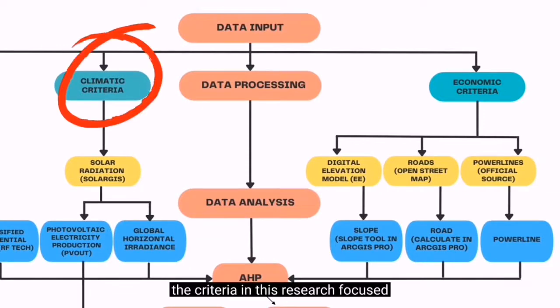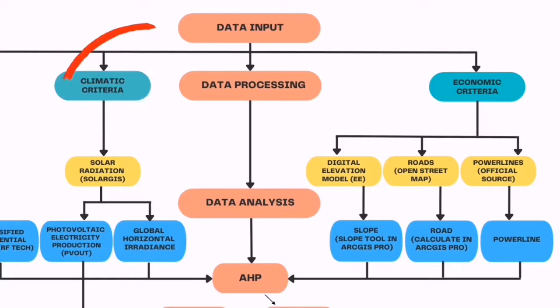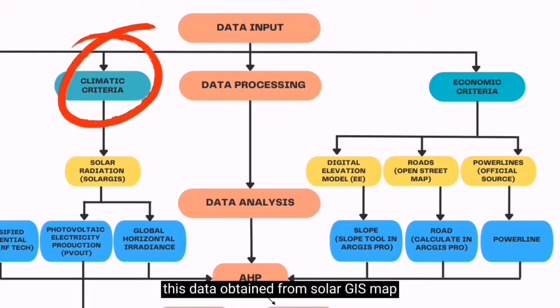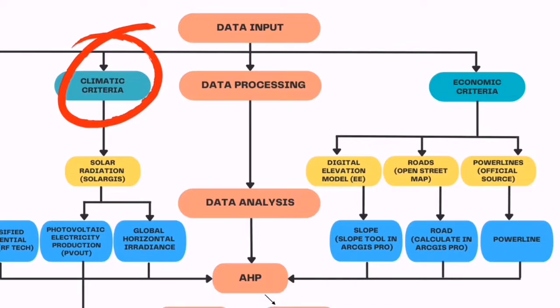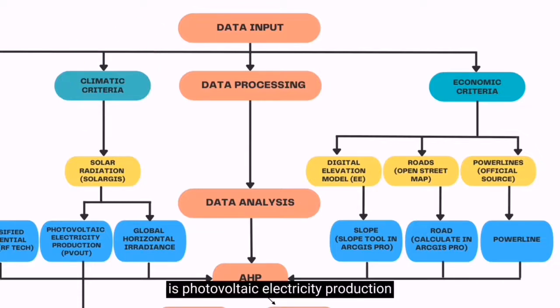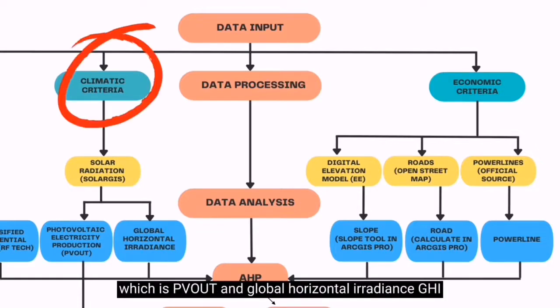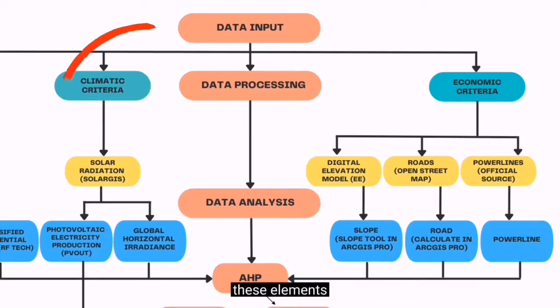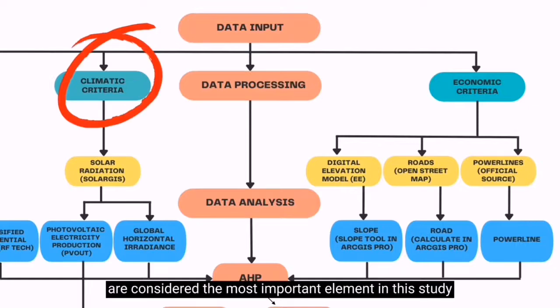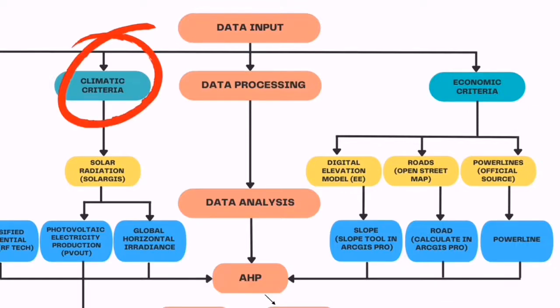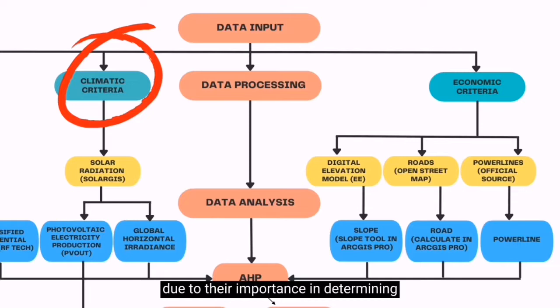The climatic criteria in this research focused on one main criteria, which is solar radiation. This data is obtained from solar GIS map, and the important value to be obtained in this research is photovoltaic electricity production, which is PV out, and global horizontal irradiance GHI. These elements are considered the most important element in this study due to their importance in determining the energy that can be produced in Al Qasim.